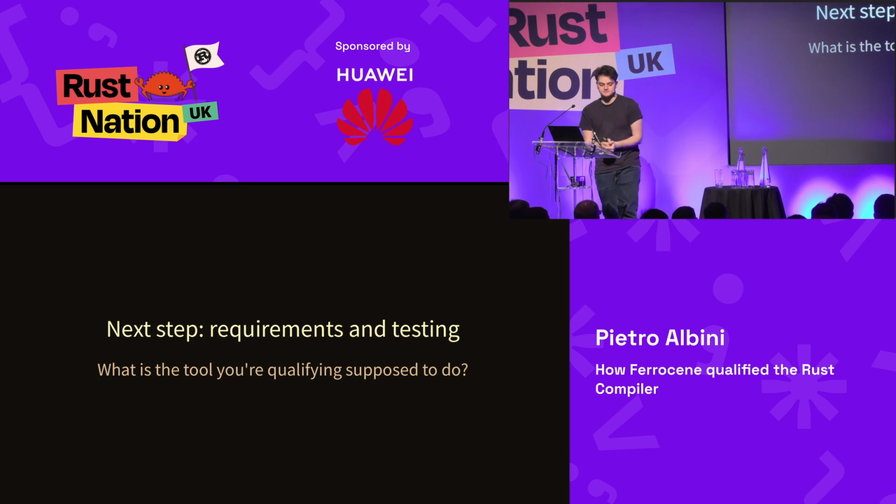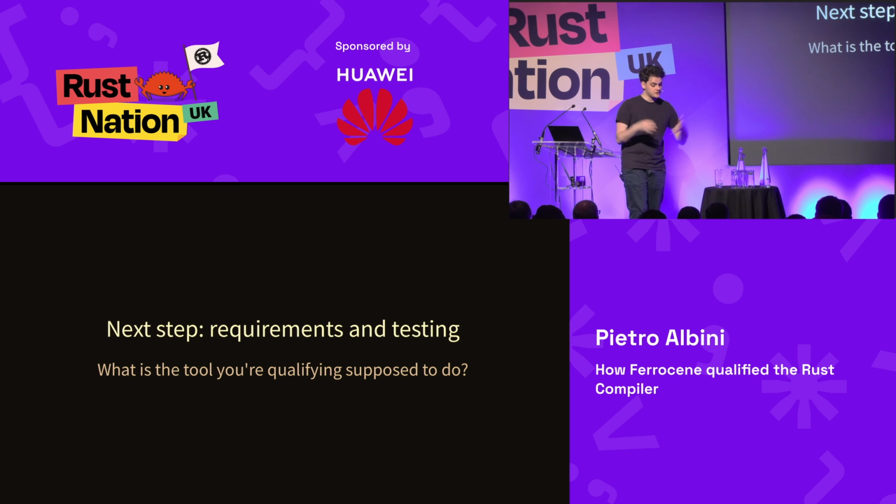Let's go next. Let's start with the actual qualification. And the first thing is writing requirements and testing them. So in short, figuring out what our software is actually supposed to do, how it's supposed to behave, and ensuring that we have enough test coverage that we are verifying all of these use cases.